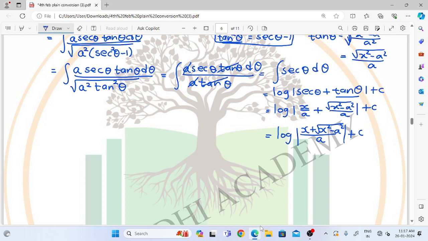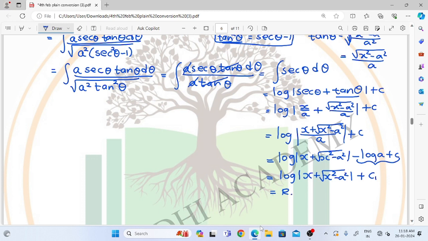Then apply the log a upon b property. So log of the numerator, that is x plus square root of x square minus a square, minus log b. So log b is nothing but the denominator, that is log a, plus c. And this is the full constant part, so let's take that as c1. So this is log of x plus root of x square minus a square as it is, and this part we have taken as c1. So this is nothing but our RHS.